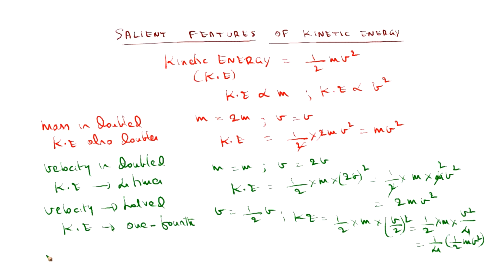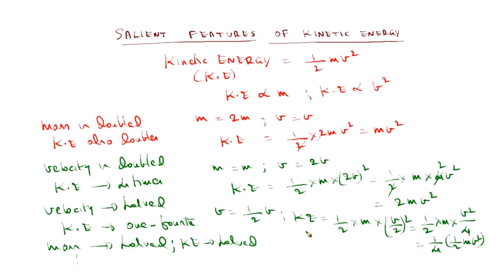In the same manner, if mass is halved, what will happen? Its kinetic energy also gets halved. Halved means it has been made half. Then kinetic energy is also halved. These are some of the important conclusions we derive from the equation of kinetic energy.